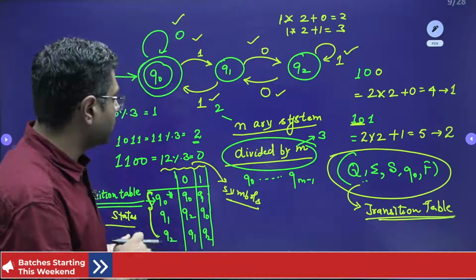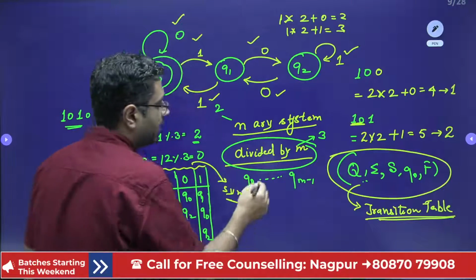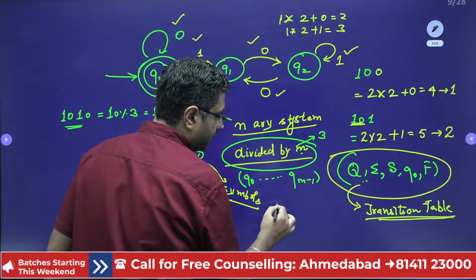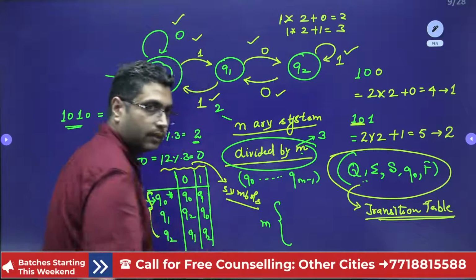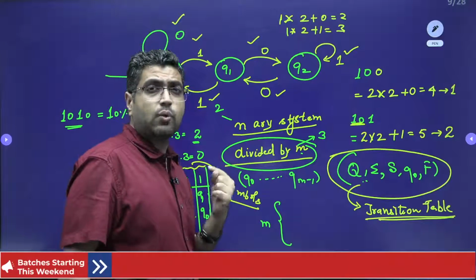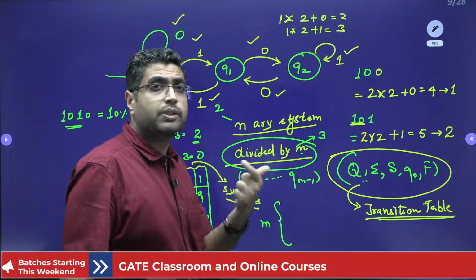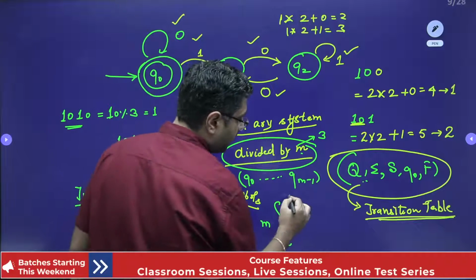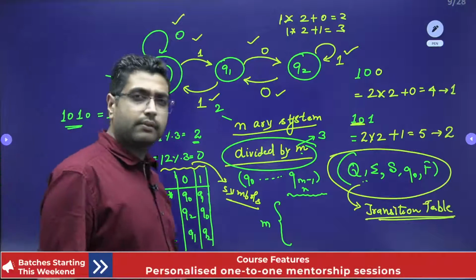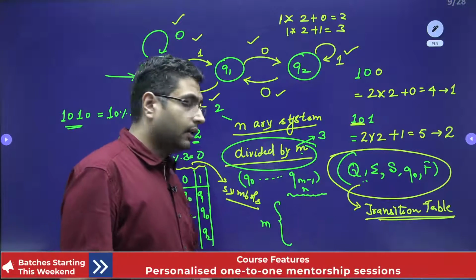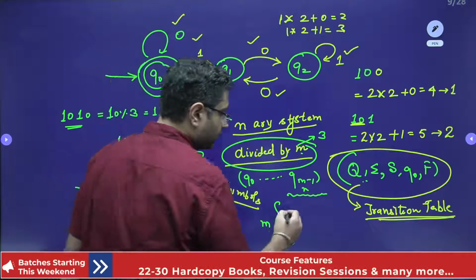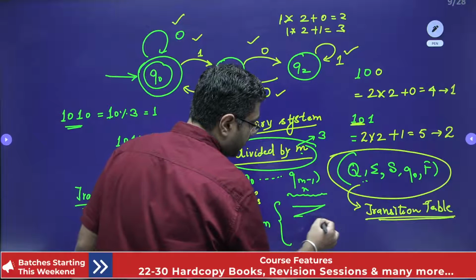So what you will do, you will write down the states. How many states will be there if you are dividing by m? Q0 to Qm minus 1, m states will be there. The m states will come along the rows. And the number system is n-ary, so how many symbols will be there? n symbols, from 0 to n minus 1. These n symbols will come along the columns. The size of the transition table will be m cross n. How will you fill the transitions? You will start filling left to right, top to bottom, in a zigzag manner.